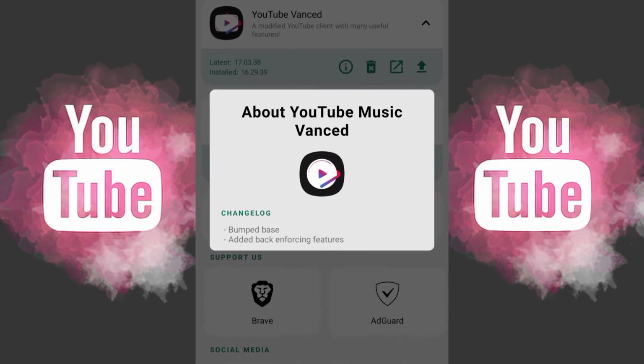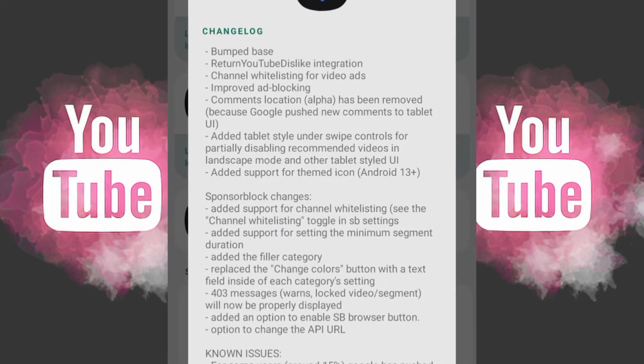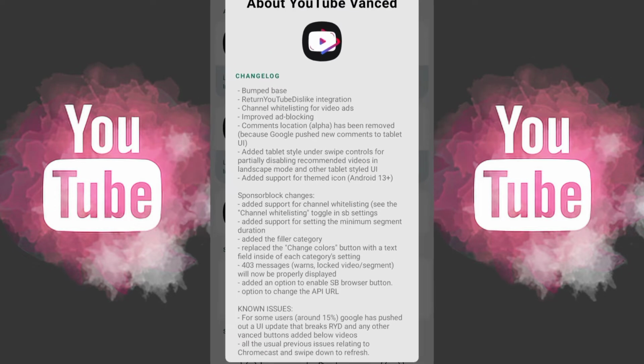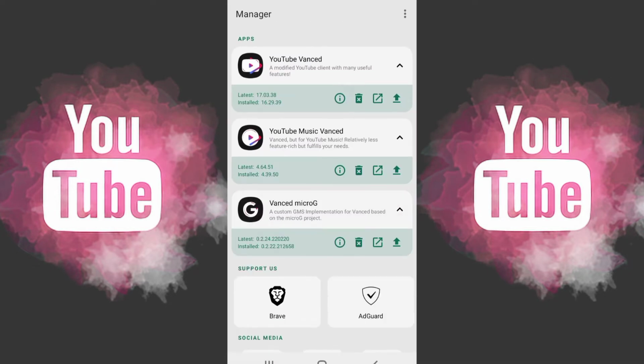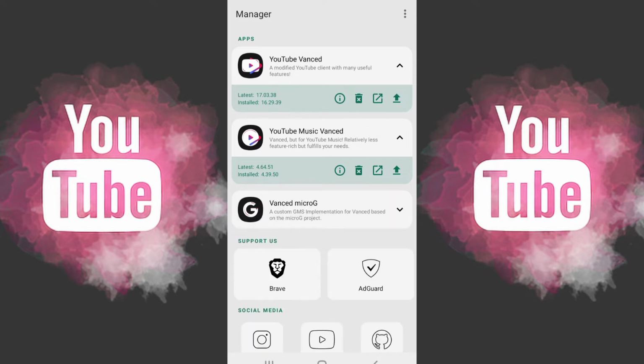On the changelog, which is the i thingy there, it's going to tell you what's in the update and what you should worry about. But usually it's working fine. I have never had a problem with it.